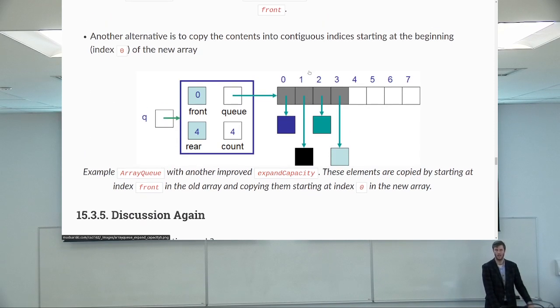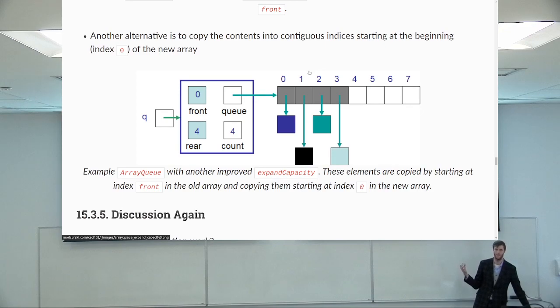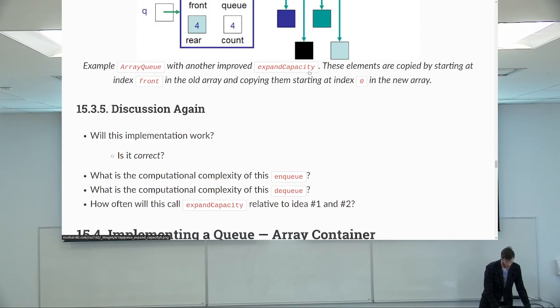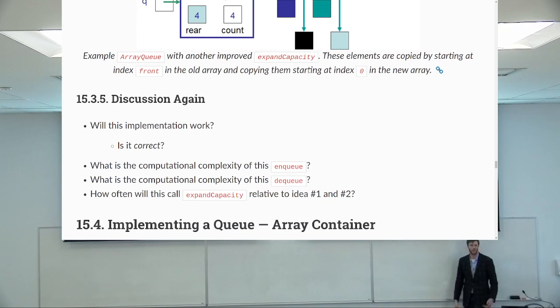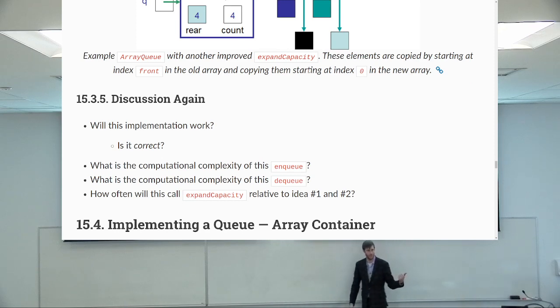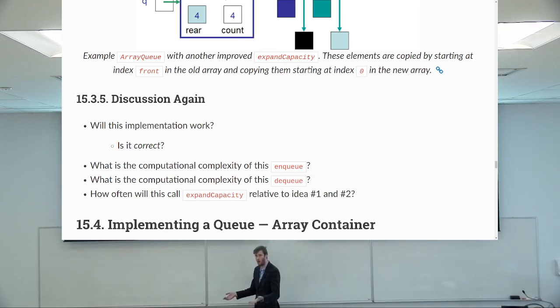Cool. Any questions about this idea so far? So, will this implementation work? Of course it will. Just like the previous two implementations, they would work. They're all array queues. I keep calling it a priority queue. It's on my mind for whatever reason. Array queue. Excuse me.